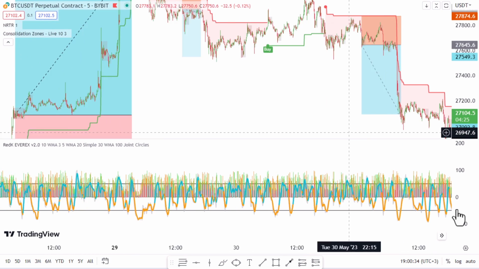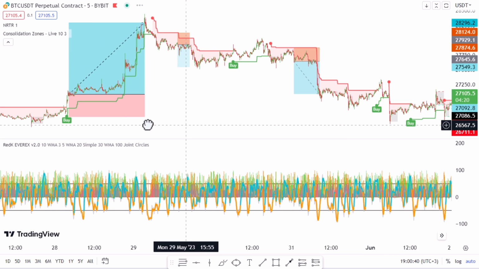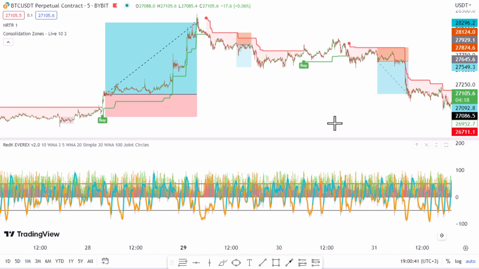Overall, the Red K Everget is a super useful and versatile tool. Give it a try and I'm sure it will make you a lot of money.